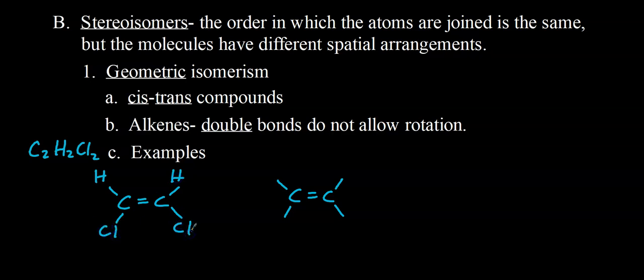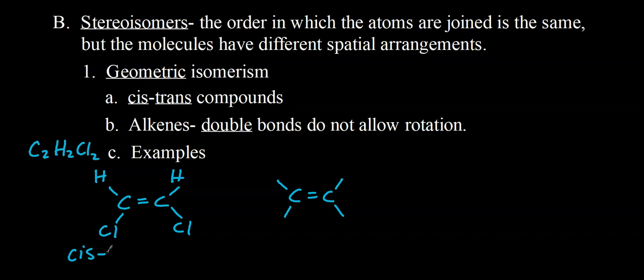One of them looks like this, where the 2 larger atoms, not the hydrogens, are on the same side of the double bond as each other. When this is the case, we call this a cis compound. So this is cis, and then what is the name? We have 2 chlorines, so this is dichloro.